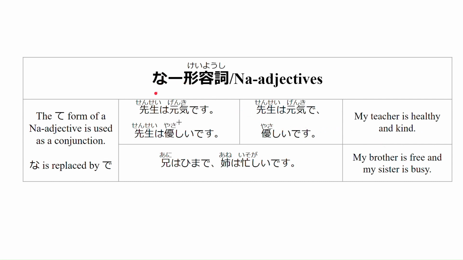Now let's go to な形容詞、 or na adjectives. So the te form of a na adjective is used as a conjunction. So the letter na is replaced by de. 先生は元気です。先生は優しいです。 So what we do here is we get rid of the desu and add de. Then the result will be 先生は元気で優しいです。 This means that my teacher is healthy and kind. Another example would be 兄は暇で、姉は忙しいです。 This means that my brother is free and my sister is busy.